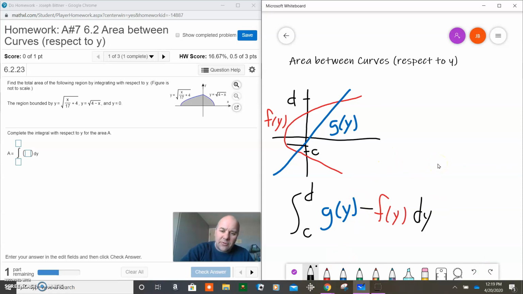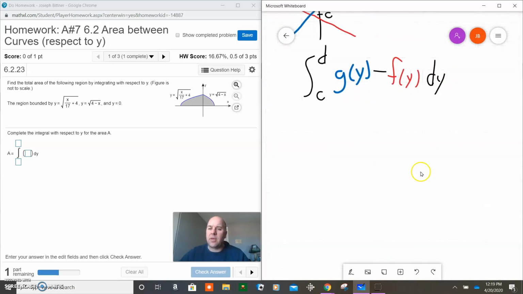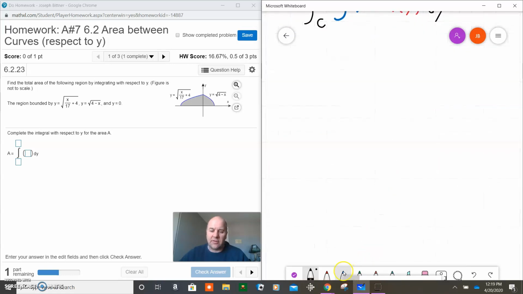So what we have to do here is think of this as a sideways shading going this way. And what I like to say is that we always take right minus left. This is the right side, this is the left side. Do notice that the limits go from c to d, the lowest intersection to the highest intersection, and the functions are g of y and f of y with respect to y. So definitely be careful with the notation. Make sure you know what you're using in the details.